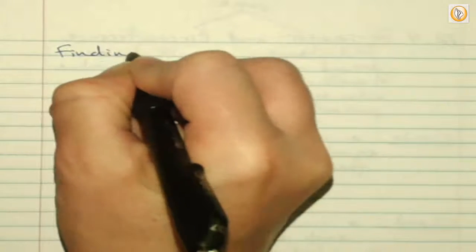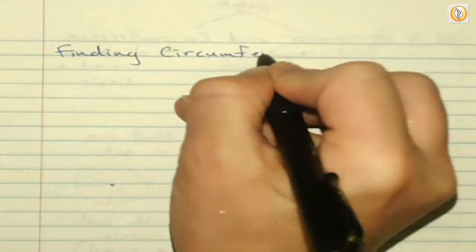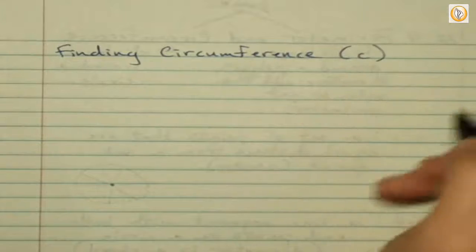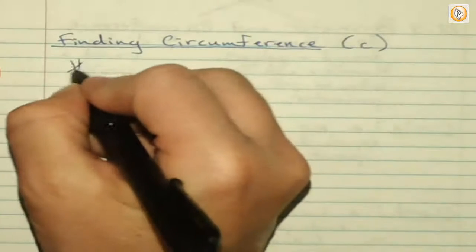So perimeter is pretty easy, right? You just add up all the sides and go about your way. Circumference is a little different. Finding circumference, we are going to be using pi, and we're going to call it C. When they refer to C, they're talking about circumference. D is diameter. R is your radius. Here is your formula.